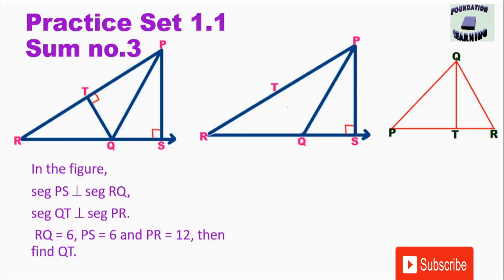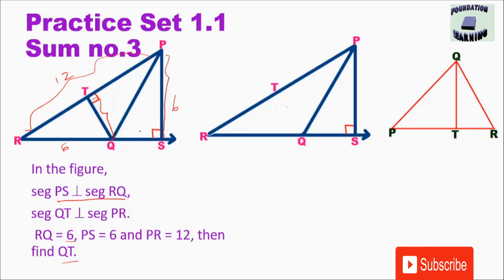So the next sum in practice set 1.1, we have a figure in which segment PS is perpendicular to RQ. This is the question. Segment QT is perpendicular to PR. QT, this part, is perpendicular to PR. RQ is given as 6. PS is given as 6. And PR, this entire thing, is given as 12. Okay, we have to find QT.